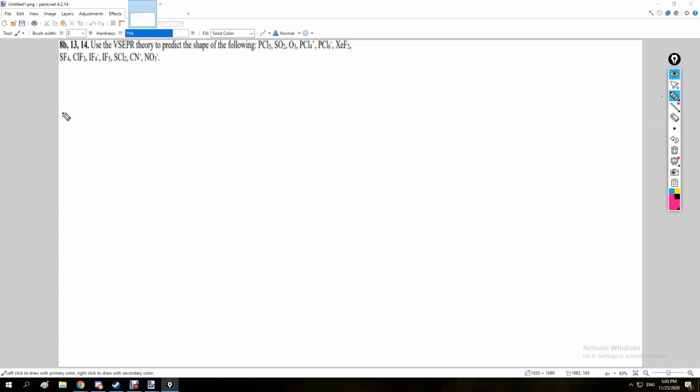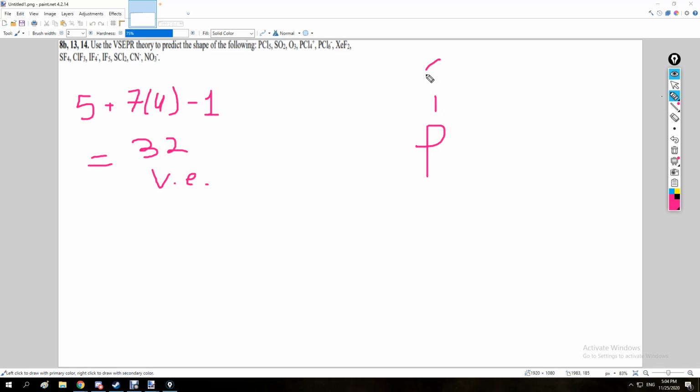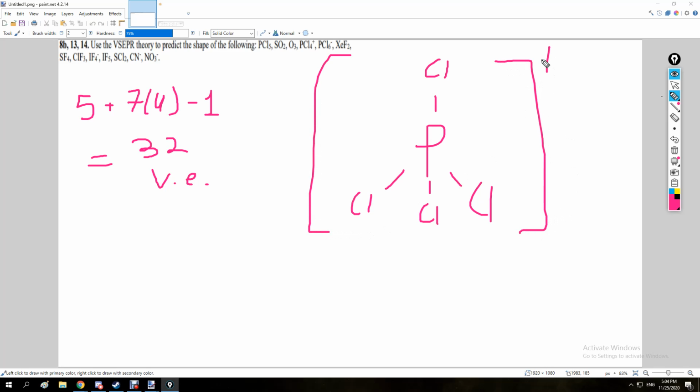Moving on, we have PCl4+, so find the number of electrons first, 5 plus 7 times 4. And the charge is plus 1, so we're going to subtract 1 electron, because plus 1 means that the molecule has lost 1 electron. So 5 plus 28, 33 minus 1, for a total of 32 valence electrons. We'll start drawing the structure. Remember that, again, if they ask you to draw the Lewis structure of an ion, you have to put the ion in brackets and put the charge outside. But for determining the shape, that doesn't really matter.